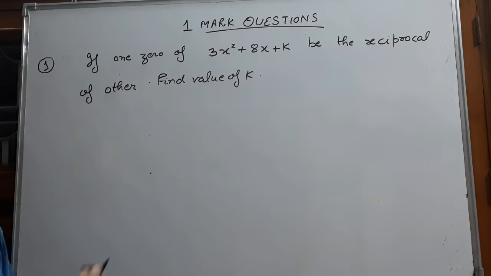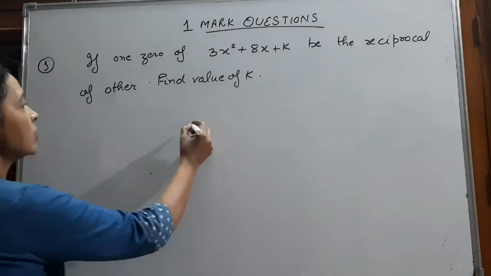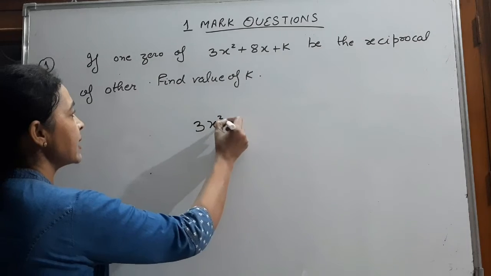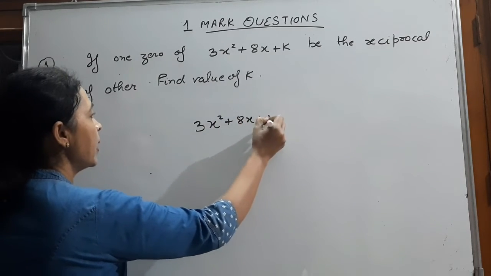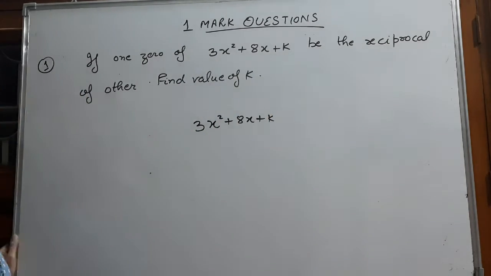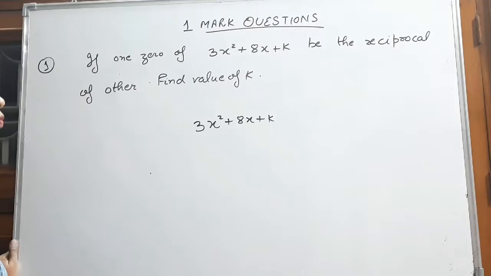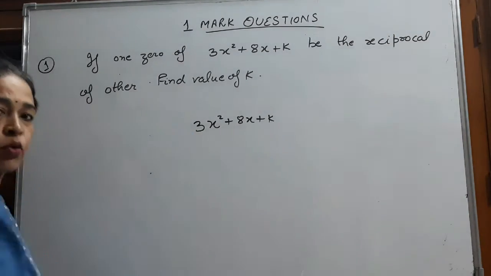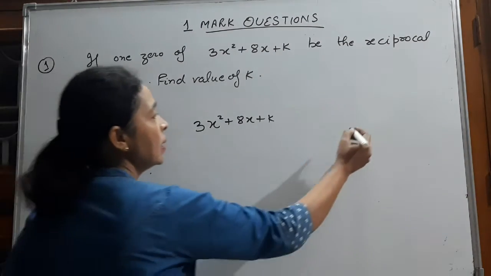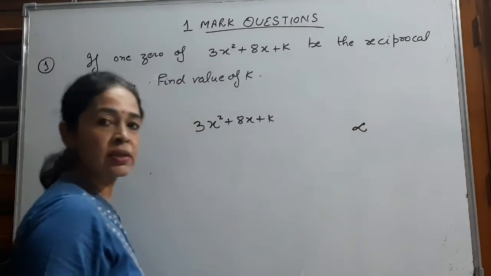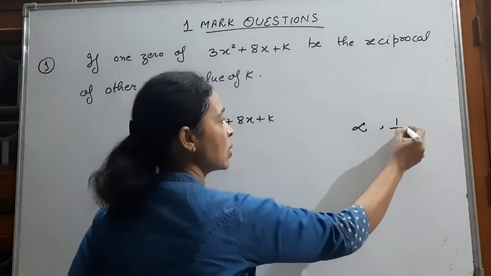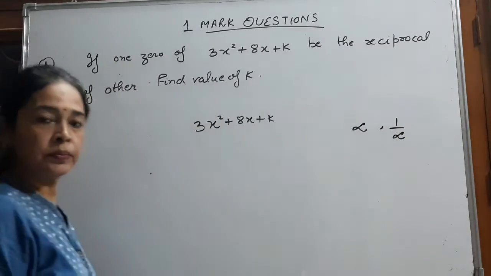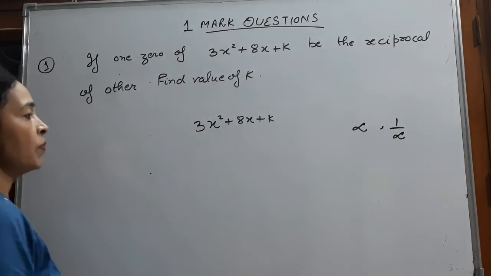If one zero of the polynomial 3x square plus 8x plus k is the reciprocal of the other, find the value of k. This is a quadratic polynomial. We have two zeros. Let the first be alpha and the other its reciprocal, 1 upon alpha. We have to find the value of k.